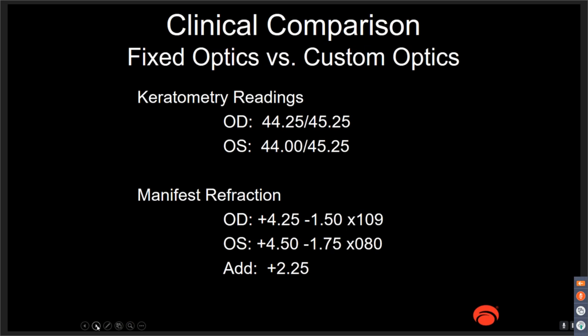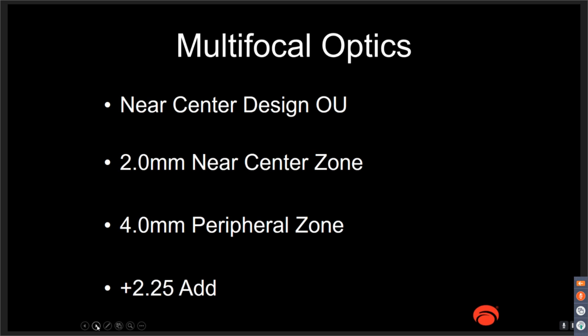Now, there we go. Now, we're going to do some clinical comparisons. We're going to talk about fixed optics, which would be any of your box lenses, versus a custom optic. So these are the K readings. This is an actual case: a moderately high hyperope with against-the-rule astigmatism and a pretty full add. So plus 4, minus 150, axis 100-ish, with a plus 2.25 add, as you can see.